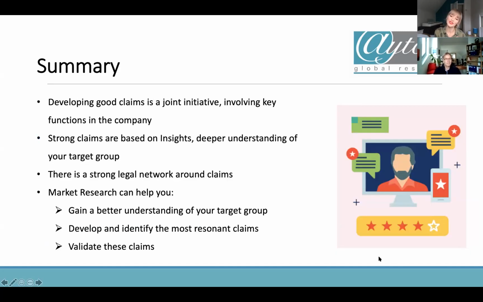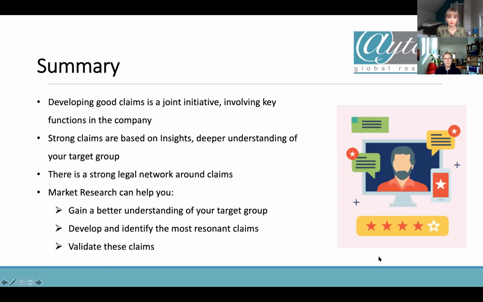So Thomas, if you can summarize the presentation before we go to a question and answer. Happy to. As we said before, developing good claims is a joint initiative involving key functions in a company. So think marketing, R&D, legal, sales, really go broad and make sure this is performing everywhere.